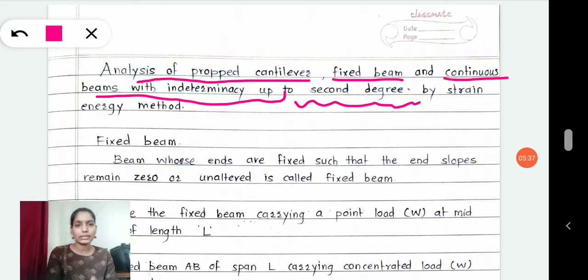Certain work done has occurred or taken place. That work done is stored inside an object or inside your member structure as strain energy. So we are using that strain energy method. How will we do that?